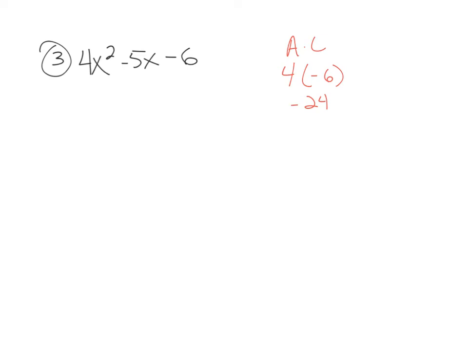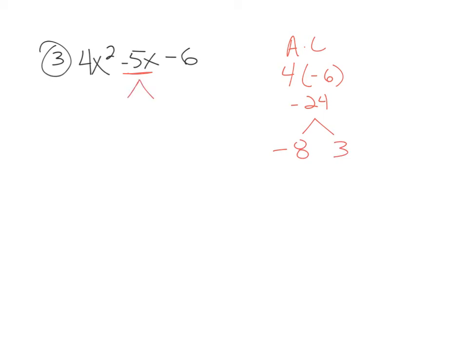I need to think of 2 numbers that multiply to give me negative 24 and combine to give me negative 5. As you're thinking of those two numbers, I'm going to just share with you what they are. So keep thinking. Think a little bit. I got to think too. So negative 8 and positive 3 will work out for this.